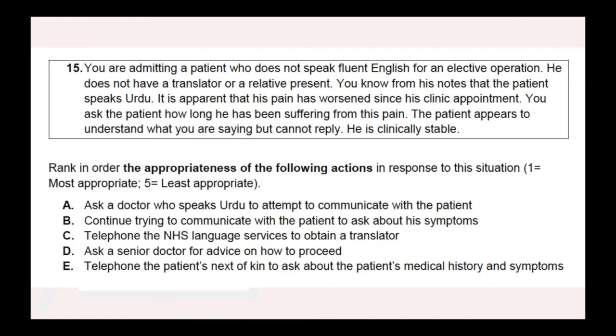You are admitting a patient who does not speak fluent English for an elective operation. He does not have a translator or a relative present. You know from his notes that the patient speaks Urdu. It is apparent that his pain has worsened since his clinic appointment. You ask the patient how long he has been suffering from this pain. The patient appears to understand what you are saying but cannot reply. He is clinically stable. Rank in order the appropriateness of the following actions in response to this situation.